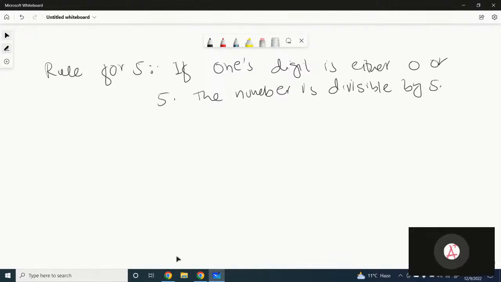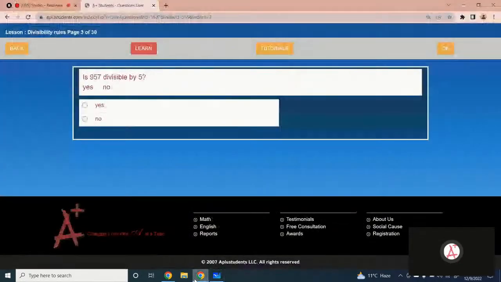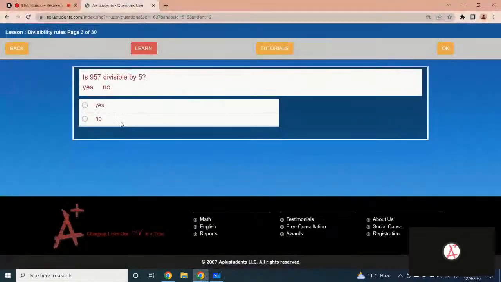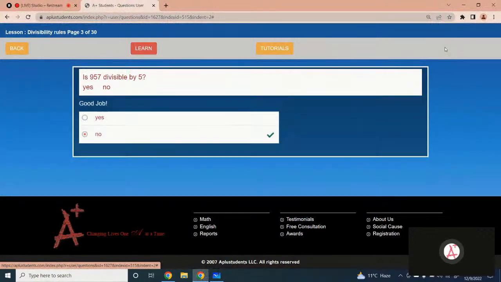So for this number, you have 975. Sorry, 957. The rightmost digit is neither 0 nor 5. It is 7. You have to check this digit. No, this is neither 0 nor 5. The number is not divisible by 5. The answer is a big no. Got it, everyone? If you have any problem, please write the question in the chat box. I'll answer all your questions.